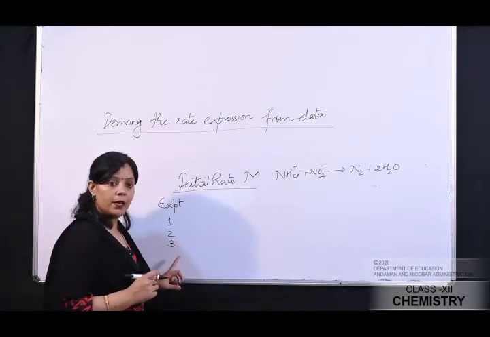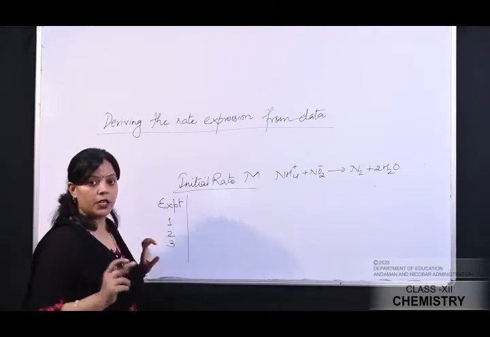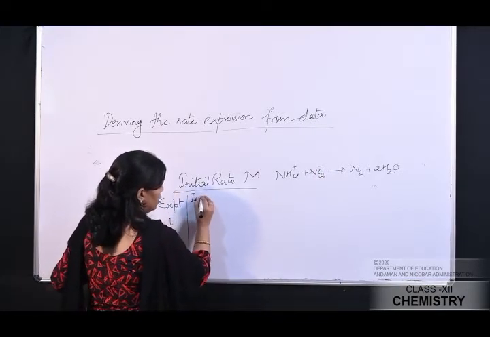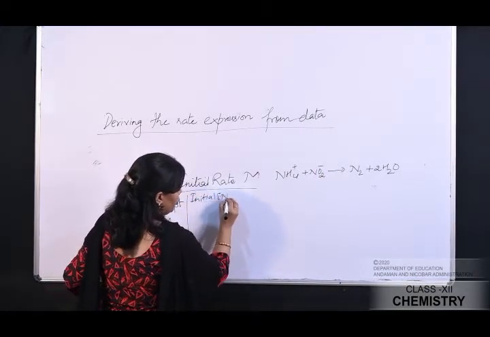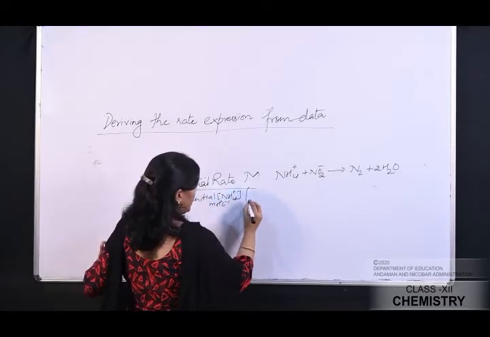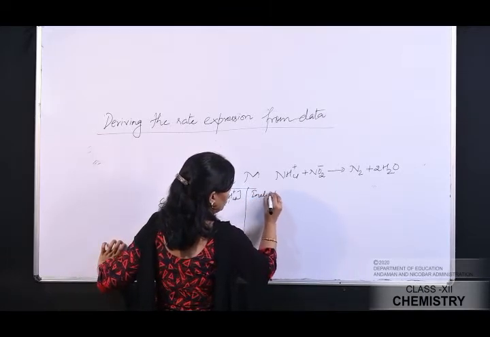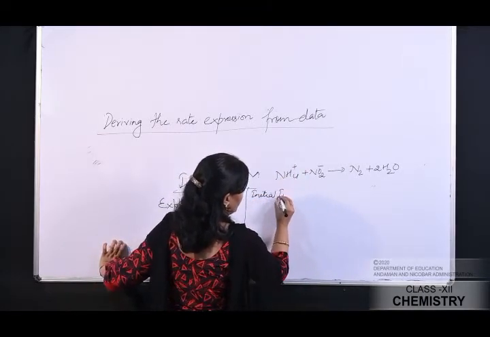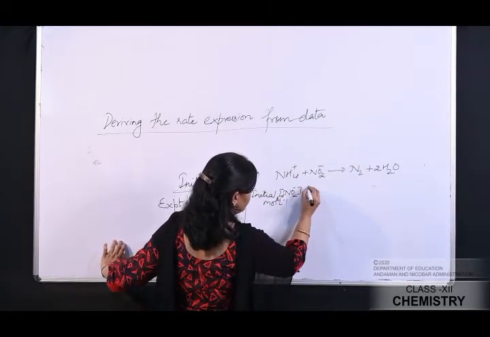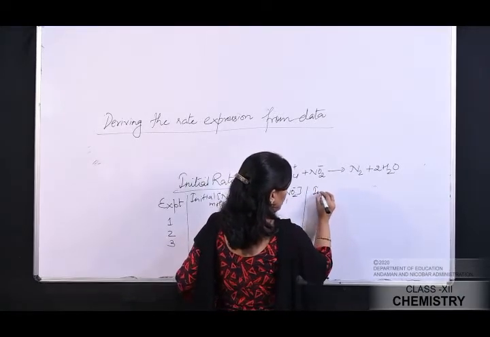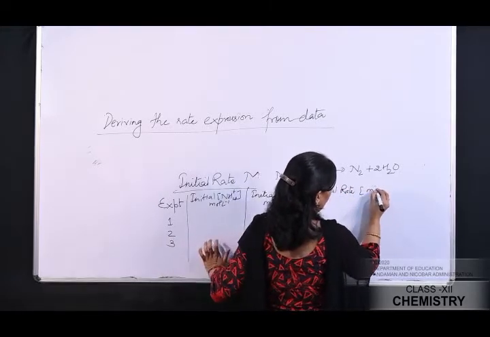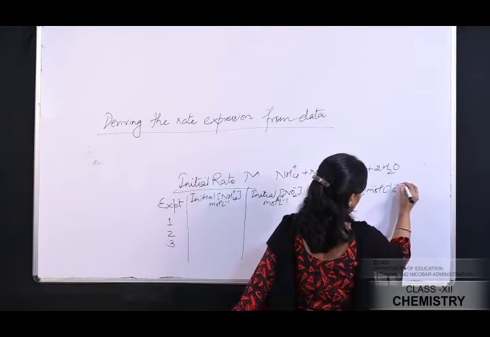So the 3 experiments are carried out with the initial concentration of the reactants ammonium and nitrite. Here is the initial concentration of ammonium, this is in mole per liter. In the second, the initial concentration of nitrite anion, it is also in mole per liter. And in the last column, correspondingly the initial rate is also measured, that is in mole per liter per second.